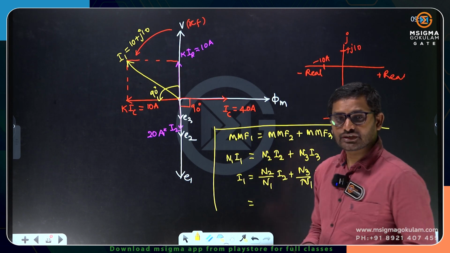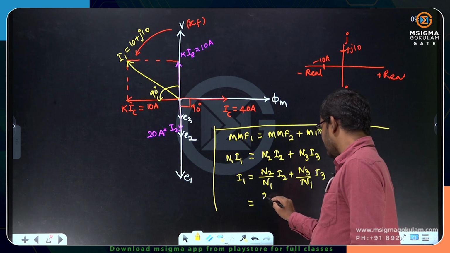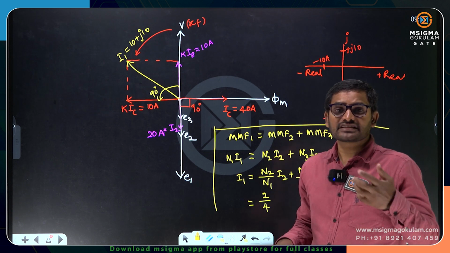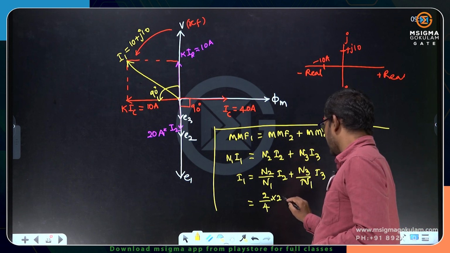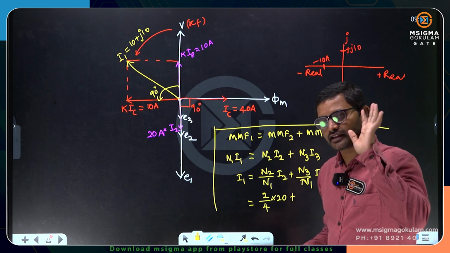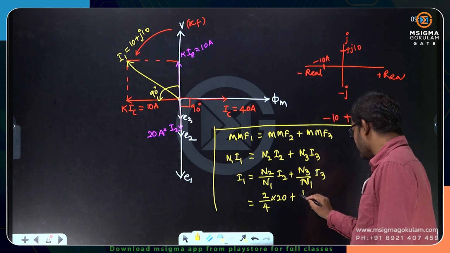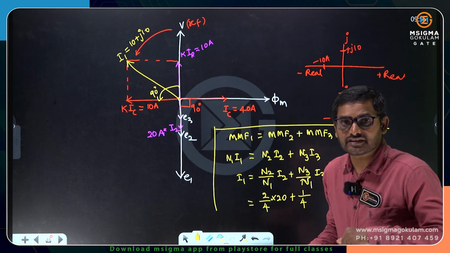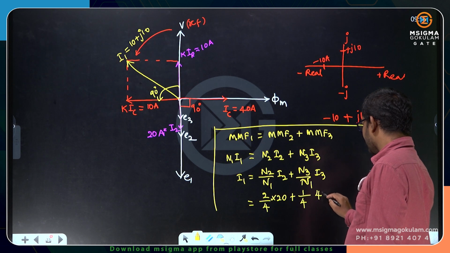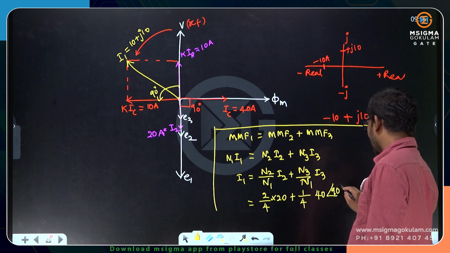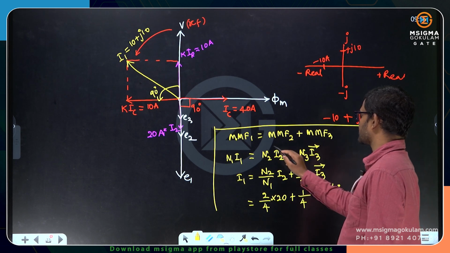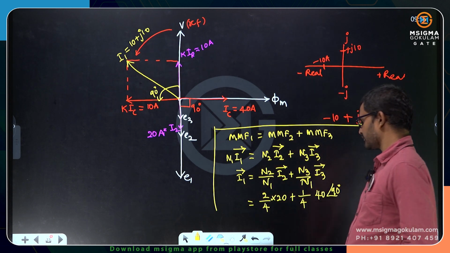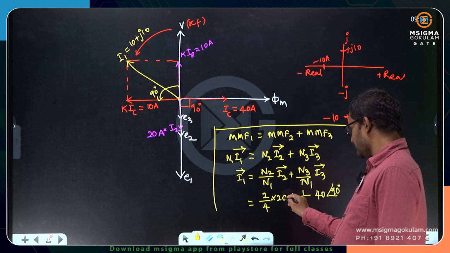Can you tell me what N2 is? It is 2. What is N1? It is 4. Now what is I2? I2 is the load component of current. How much is that? 20 amperes. Don't take it as 10. If you take it as 10, gone case. Now N3 is 1. N1 is 4. What is I3? I3 is the load component of current in the capacitive nature. How much is that? Don't take just 40. You take 40 at an angle of 90. Be careful, these are phasors, not an arithmetic sum. Now you see, 1 by 2 into 20.